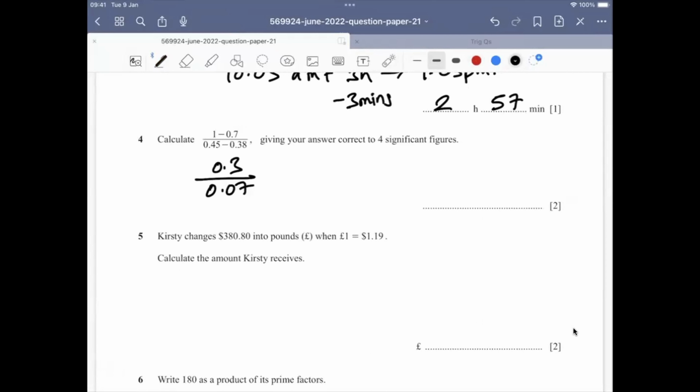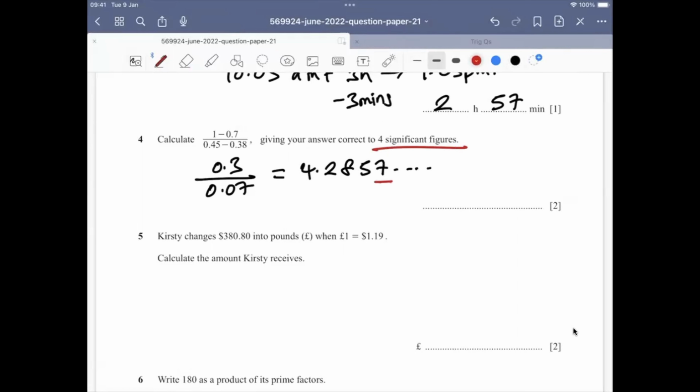Perfect. So calculate 1 minus 0.7 divided by 0.45 minus 0.38. So that's 0.07. Yeah, so this is 0.3 divided by 0.07. Again, it's going to go into my calculator. So this is 4.2857 dot dot dot. The question is specifically requesting the answer to 4 significant figures.